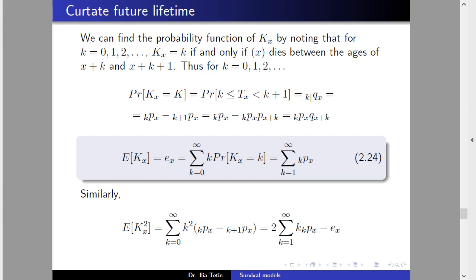As with the complete expectation of life, there are few lifetime distributions that allow the expected value of Kx and the expected value of Kx squared to be calculated analytically. For more realistic models such as Gompertz, we can calculate the values easily using R. Although in principle we have to evaluate an infinite sum, at some age the survival probability will be sufficiently small, and we can treat it as an effective limiting age.